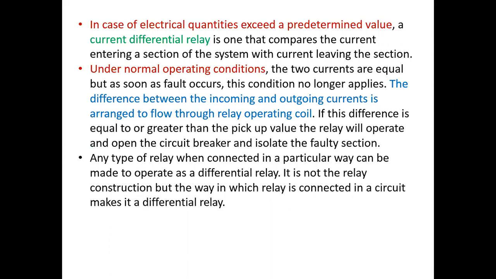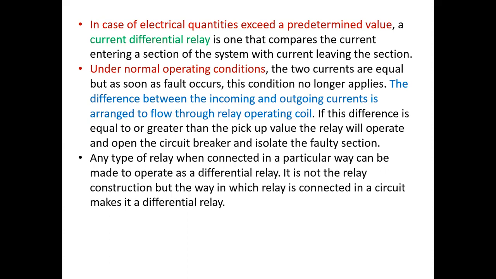Under normal operating conditions, the two currents are equal, but as soon as a fault occurs, this condition is no longer applicable. The difference between the incoming and outgoing current is arranged to flow through the relay operating coil. If this difference is equal to or greater than the pickup value, the relay will operate and open the circuit breaker and isolate the faulty section.